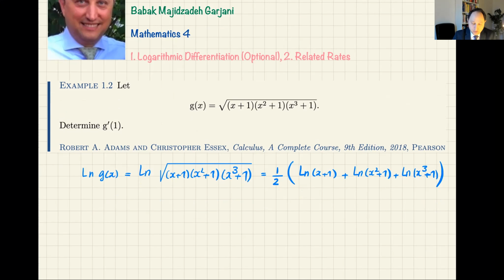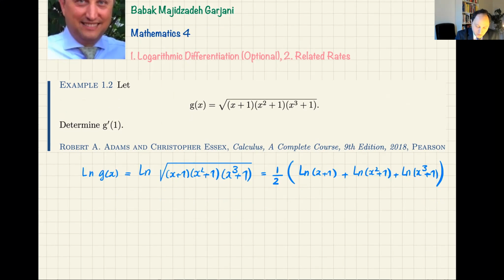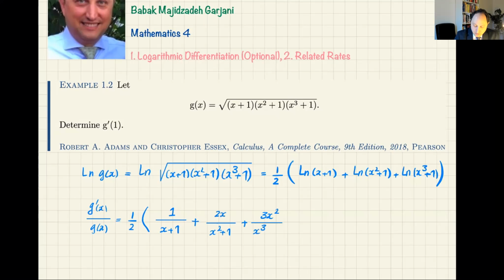Then I can start differentiation. The derivative of the left-hand side becomes simply g prime of x divided by g of x, as I told you before. The derivative on the right-hand side is super simple now because it becomes 1/2, it's a constant. The derivative of the first one is the derivative of x plus 1, which is 1, divided by x plus 1 itself. The next one becomes the derivative of x squared plus 1, which is 2x, divided by x squared plus 1. And the derivative of the next one is 3x squared over x cubed plus 1.